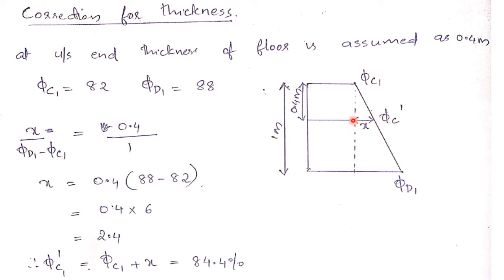For that, consider this small triangle and this larger triangle. We have x by phi D1 minus phi C1 is equal to, in this triangle, this height, that is 0.4, divided by the height of the larger triangle, that is 1, that is equal to 0.4 by 1. From this you get x is equal to 2.4. Therefore phi C1 dash is equal to phi C1 plus x, that is equal to 84.4%.